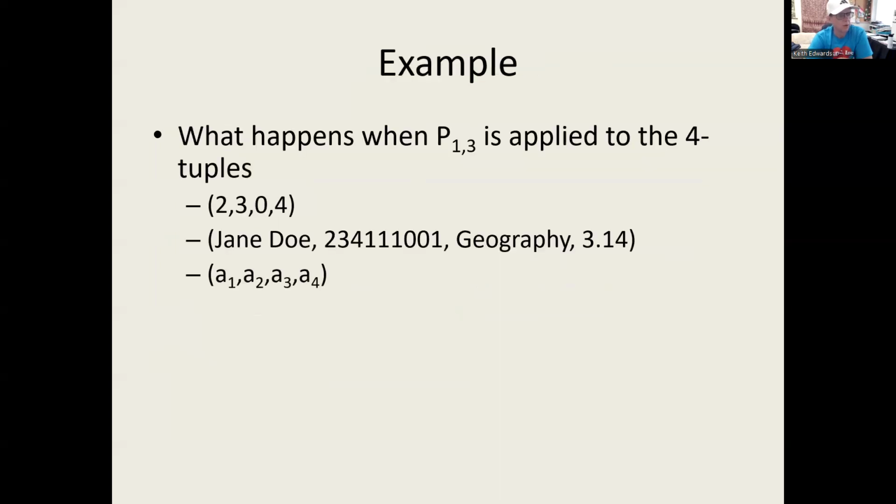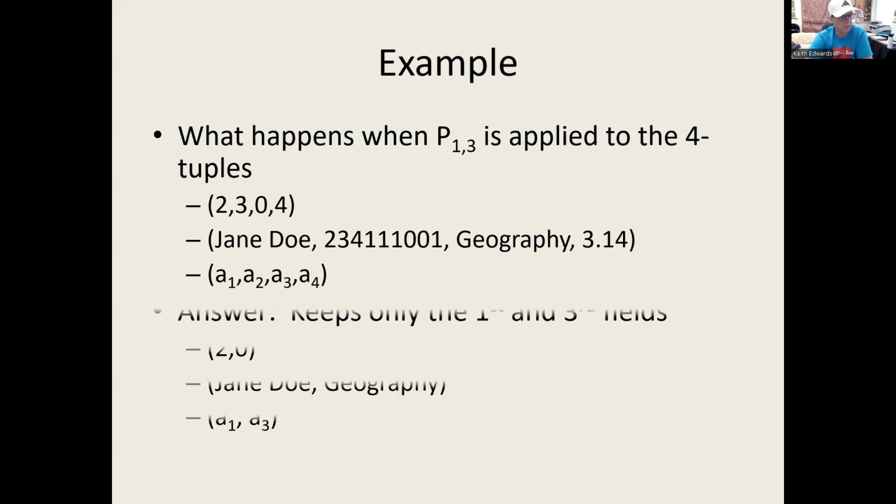So what happens when P_1,3 is applied to the 4-tuples 2304, Jane Doe, 234111001, geography, 3.14, and A1, A2, A3, A4? Again, what we're doing is we're keeping just the first and the third component. So in the first one, we keep 20. In the second one, we keep Jane Doe, geography, and then in the third one, A1, A3.